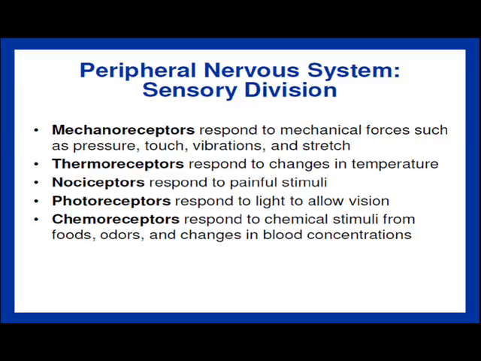Photoreceptors, we're not really going to worry about that in this class. It goes on to light, to our vision. Chemoreceptors, we will be talking about coming up as well. They respond to chemical stimuli from food, odor, and changes in blood concentration of gases like CO2 and O2, monitored very, very closely in the body. So they become important to us down the road.